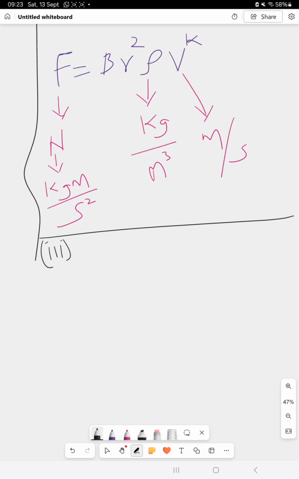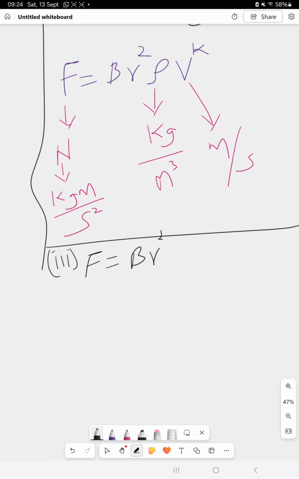And we are saying, look, we want V. So let us first make V the subject. Remember, force is given by B R squared rho V power K. Now I want to be left with V on this side. So what should I do? Divide by B R squared rho.